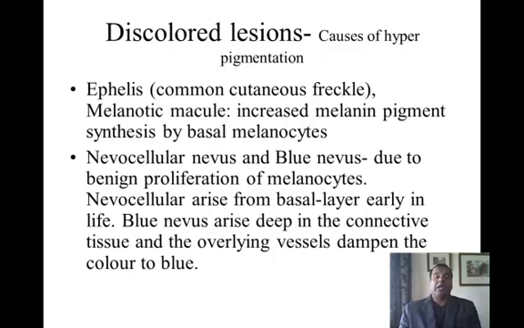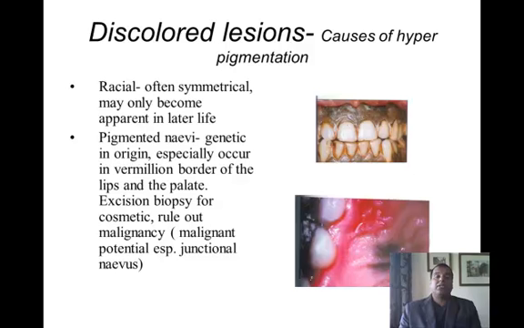So nevocellular nevi arise from the basal layer early in life. Blue nevus arises in the deep connective tissue, so it's a deeper lesion, and the overlying vessels dampen the colour to blue. Racial pigmentation often is symmetrical and may only become apparent later in life. Here's an extreme case of melanin pigmentation of the gingiva.